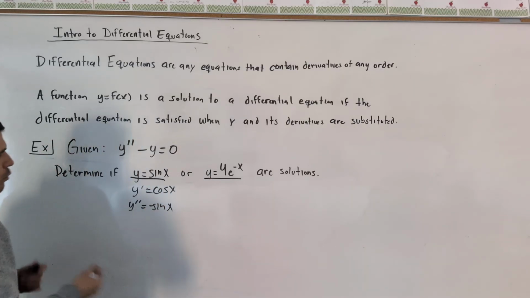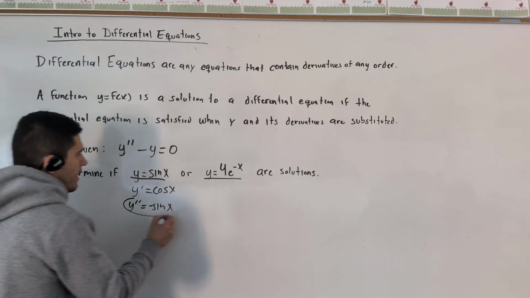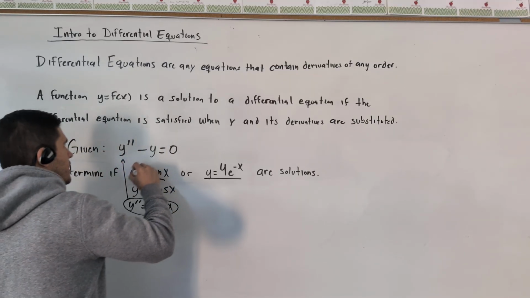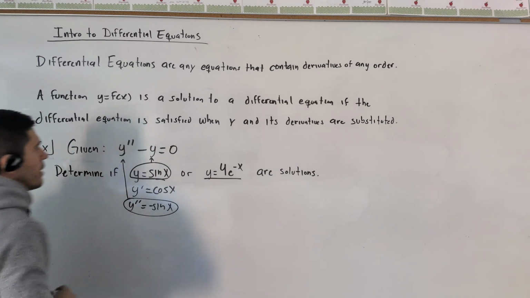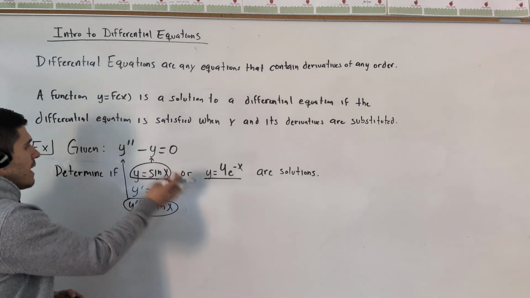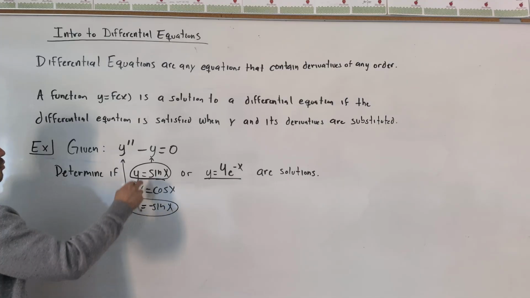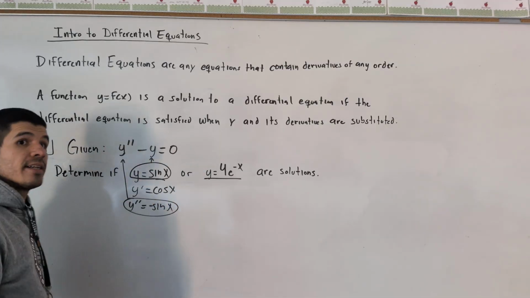Okay, so what do I have to do? At this point, I'm going to take this information, I'm going to substitute it in here. I'm also going to take this information and I'm going to substitute it in here. If sine of x is a solution, that means that when I take my second derivative and I subtract my solution, I should get 0.